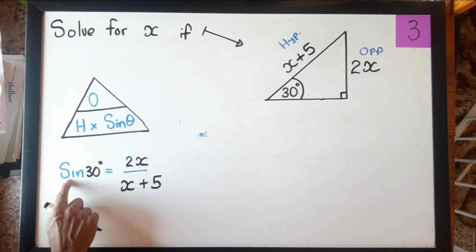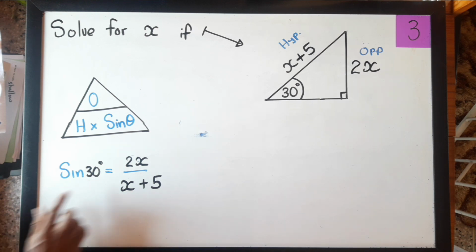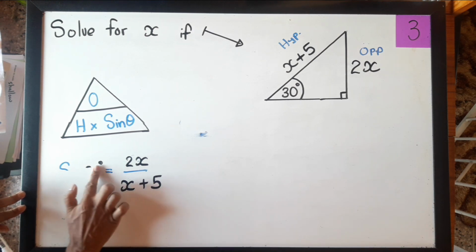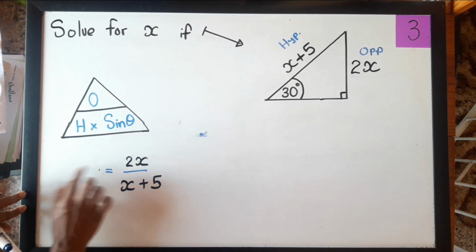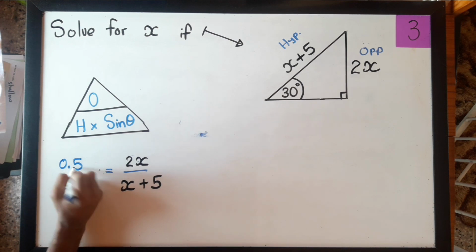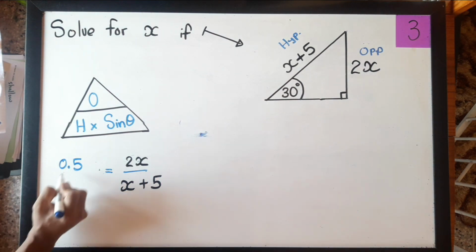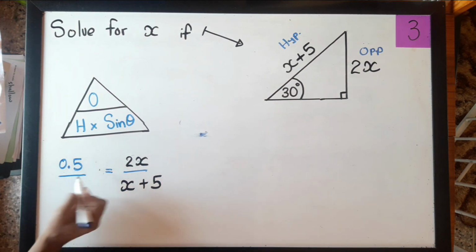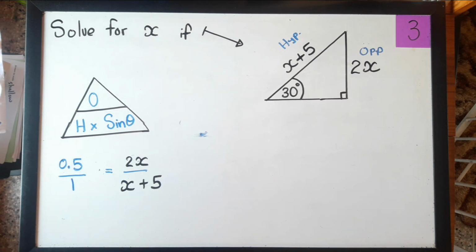If you type in sine 30 on your calculator, you will get 0.5 or a half. So we can throw away that sine 30 now and replace it with 0.5. And we all know 0.5 is the same thing as 0.5 divided by 1. So guess what, guys? It's a normal algebra question now. We can just cross multiply and solve for x. So let's go ahead here.